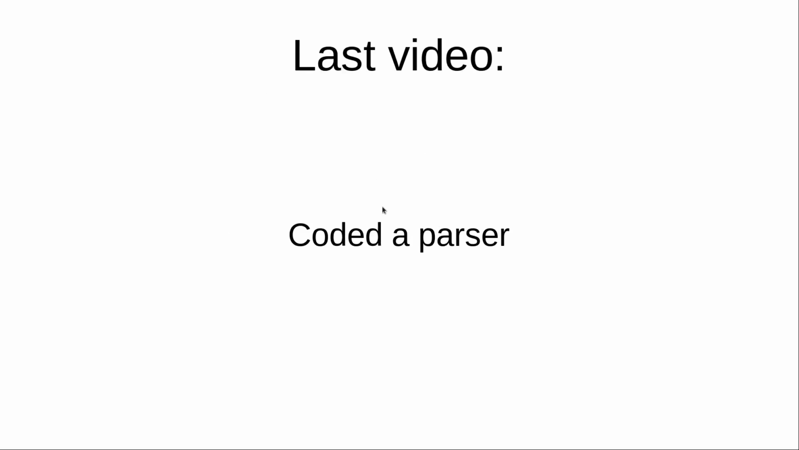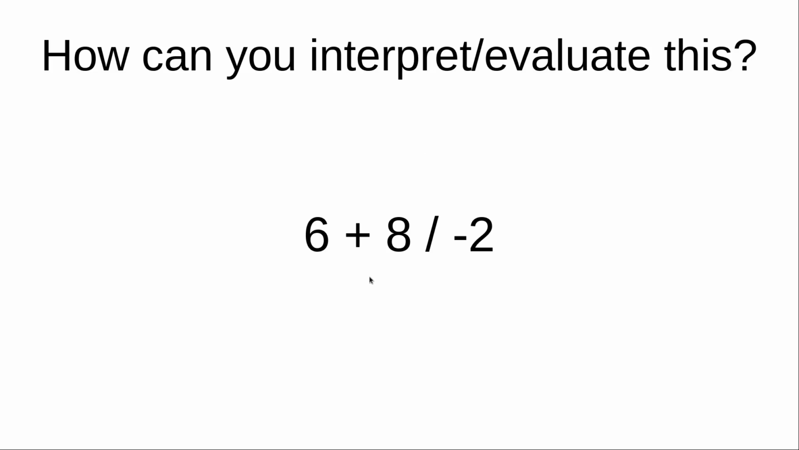So in our last video, we coded up a parser. And now we're going to interpret what our parser does. So we're going to use this as an example. Relatively simple expression if you look at it, but it actually encompasses all of our grammar rules here. So the simple expression is actually not that simple. So 6 plus 8 divided by minus 2.